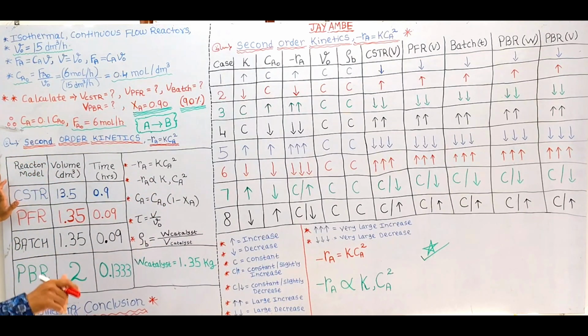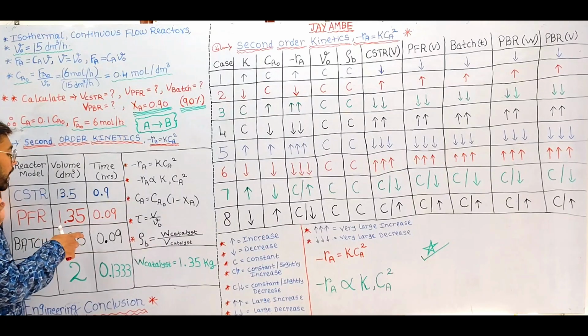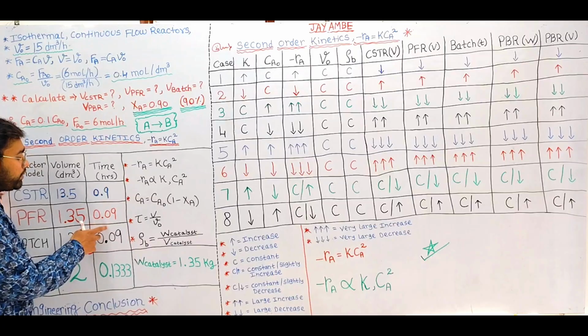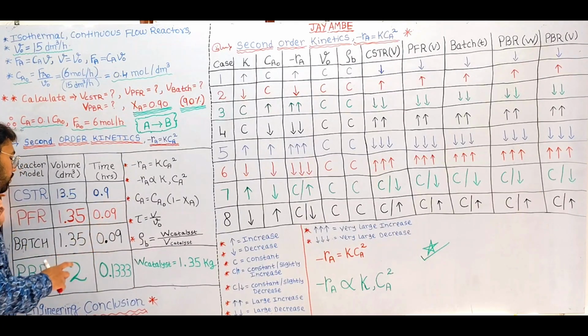Okay, so in the same way, the batch reactor will behave as a time-based PFR, right? So due to those reasons, we have obtained the same design volume of PFR in the batch reactor, which is 1.35 cubic decimeter volume, okay? And the same reaction time of 0.09 hours in the case of PFR and the batch reactor, right? Which means 5.4 minutes of reaction time is required, right? So, I hope you have understood, right?